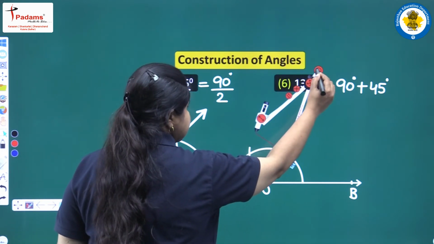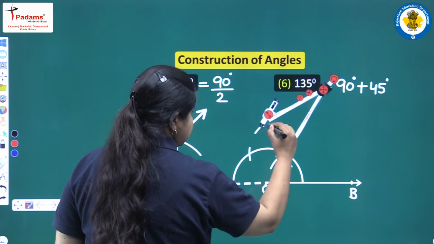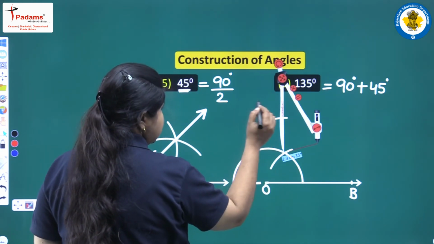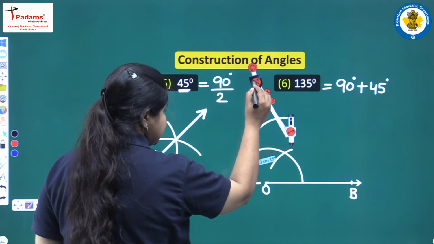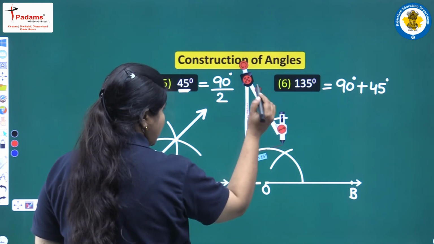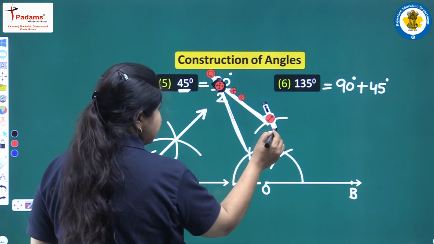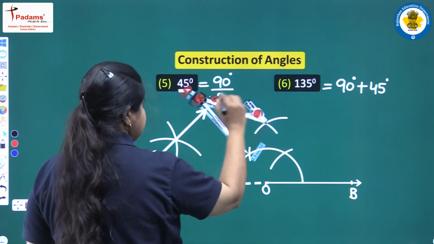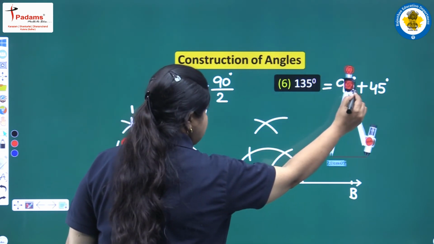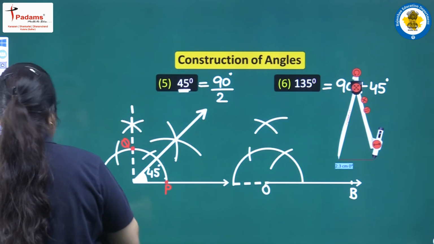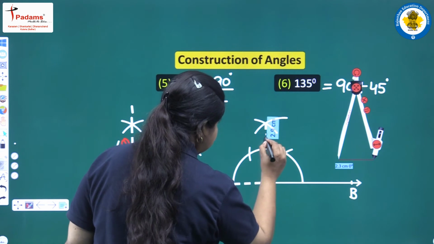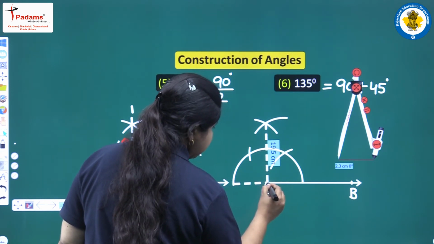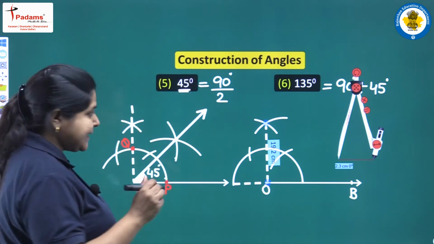Again, we will be bisecting this angle at the center. With the same radius, we draw one more arc, keeping the pointed end at this point. Draw one more arc of the same radius. What do you get? With this, let me keep it aside for a while, and join these two points. This is nothing but an angle of measure 90 degree.